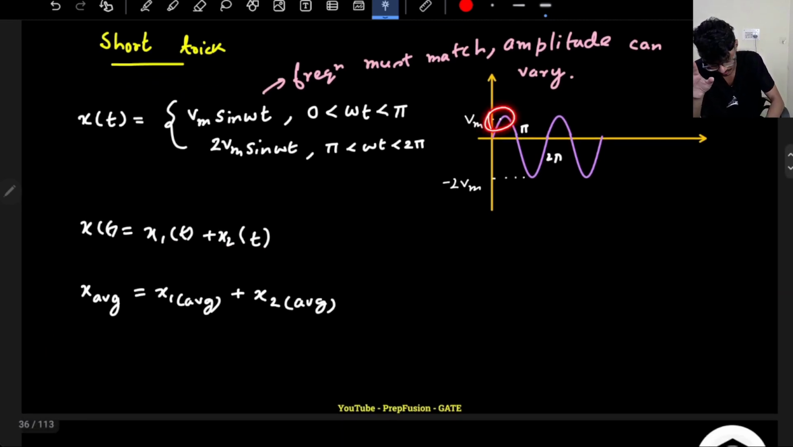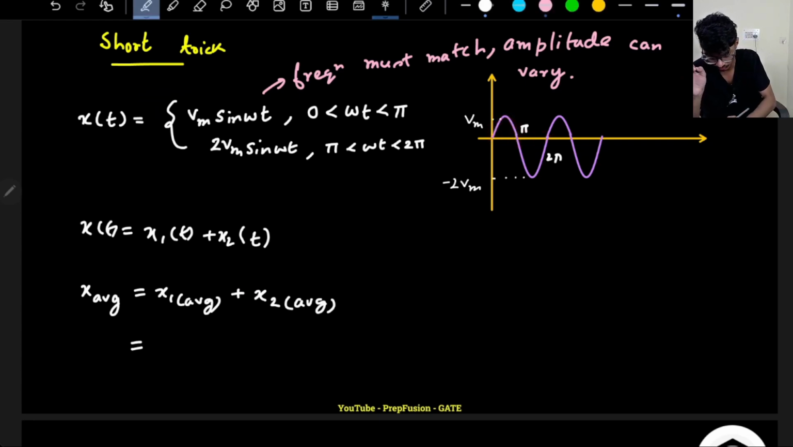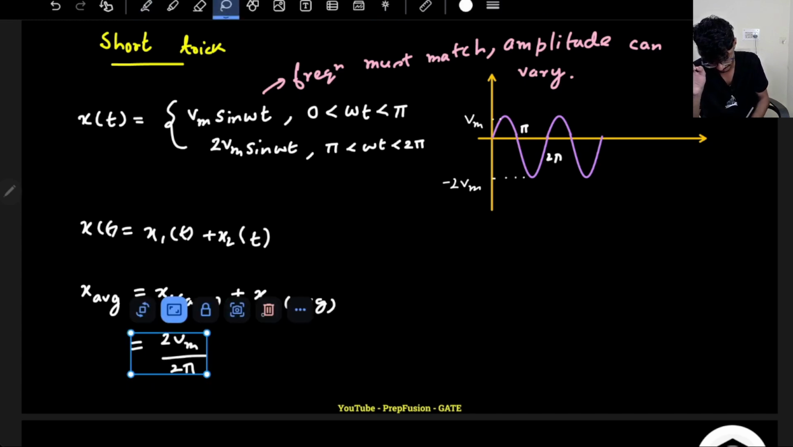So what is the average of the first one? The average of the first one I have already derived. I am talking about this signal, only this signal. What is the average? The average is 2 Vm by 2 pi. This is the average basically.